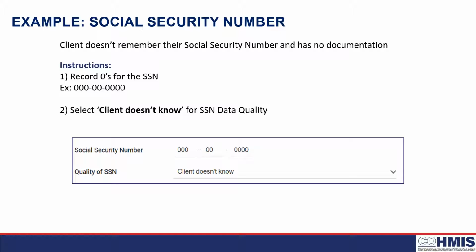In this example, our client doesn't remember their social security number and they have no documentation that can help clear this up. So the statewide protocol in this scenario is to record all zeros for the social security number and to record the quality of SSN reported as client doesn't know. This is exactly what we would do for client refusals as well. We would just update that quality of SSN to be client refused.